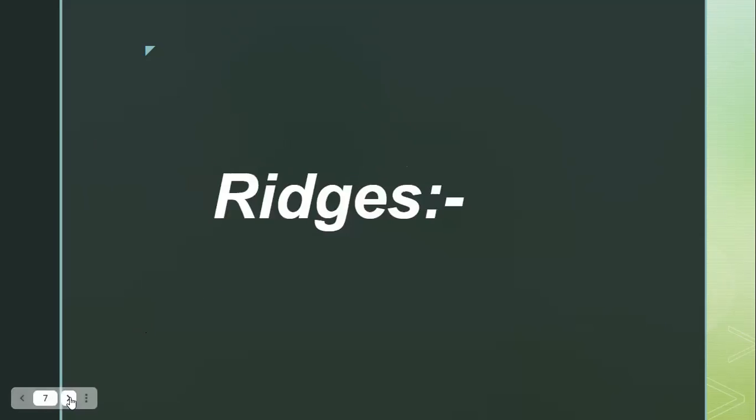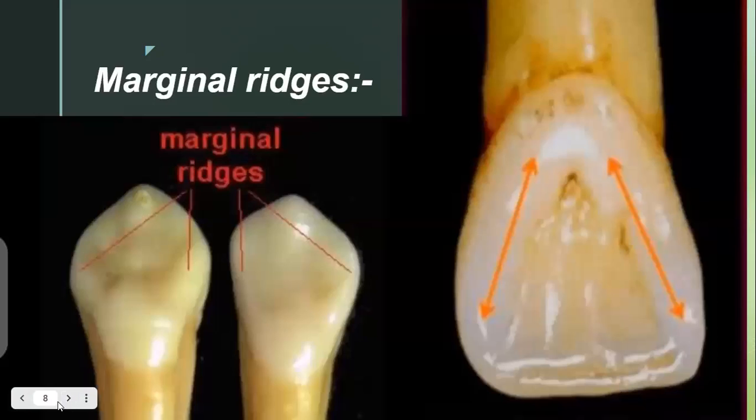Here we have some ridges, right? Ridge is basically a linear elevation found on the surface of the tooth. We have some marginal ridges as well. There are some types of ridges, one of which is marginal ridge. Marginal ridge, as its name indicates, is present on the margins of the tooth, making the boundaries of the tooth, right? Here we have a marginal ridge, here we have a marginal ridge. The marginal ridge near the mesial surface would be termed as mesial marginal ridge. The marginal ridge present near the distal surface would be termed as distal marginal ridge, right?